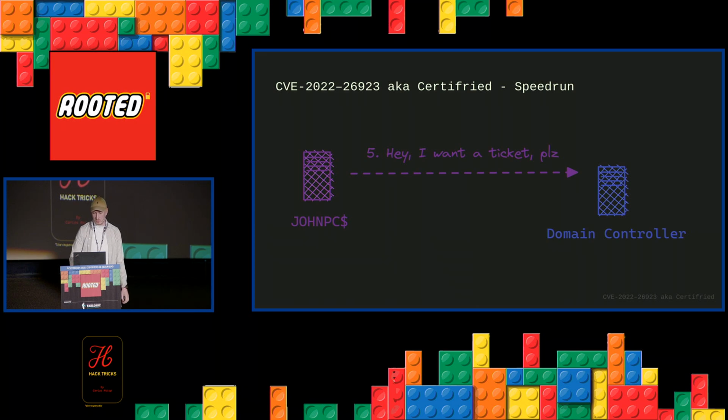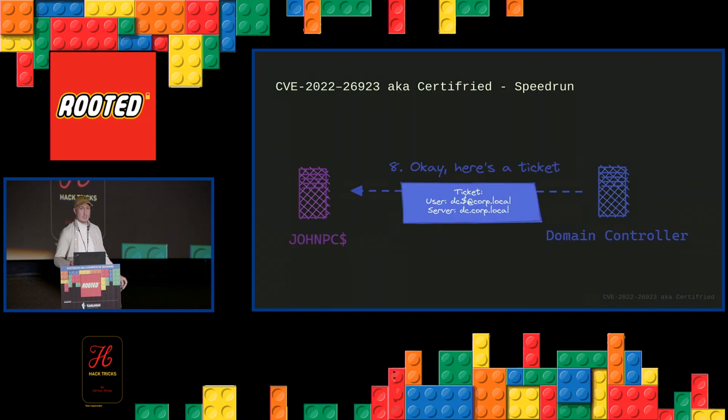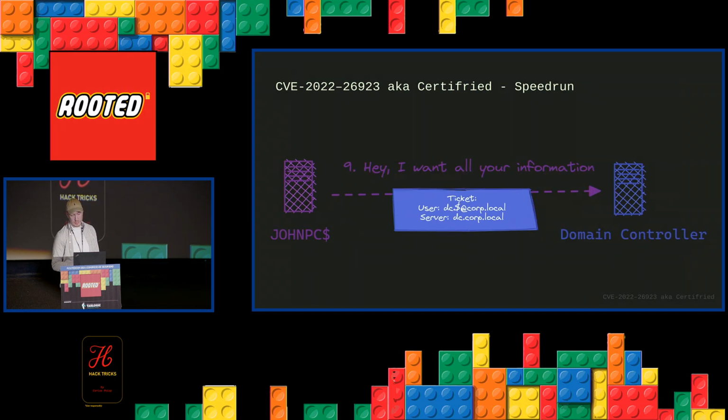Now John PC can go to the domain controller, say I want a ticket, identify yourself. Well, this is my certificate. It says that I have the DNS name dc.corp.local, and so the domain controller will just say, yeah, okay, here is a ticket for the user DC$, so itself, to the server dc.corp.local, and finally we can take the ticket and say, give me all your information.